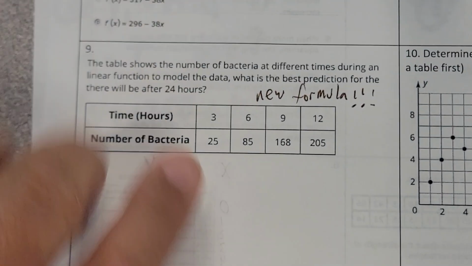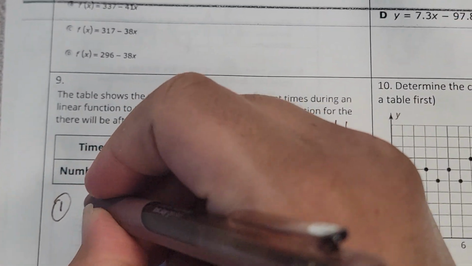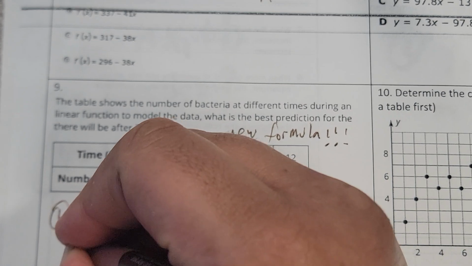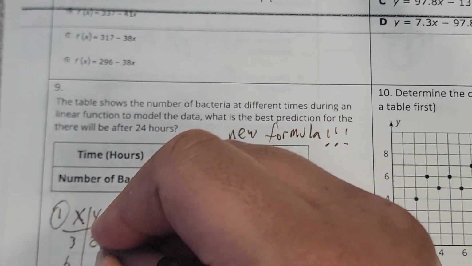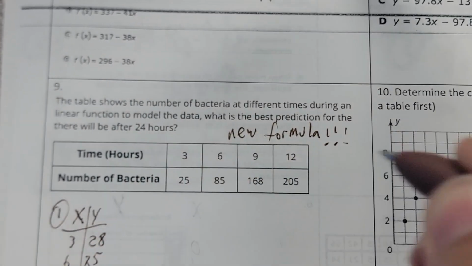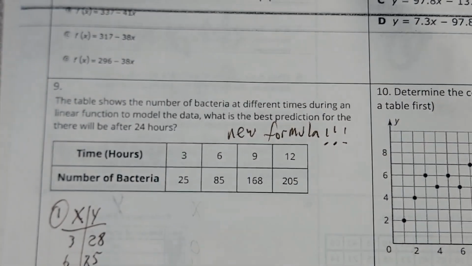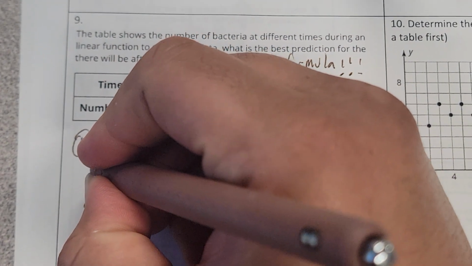All right, so for the new formula, we're just gonna do the setup. So the number 1 spot is the same. The first part of the formula is the same thing. So you're gonna put your 3, your 6, 9, and 12. Then you have your 25, 85, 168, and 205. Okay, so all this is gonna go into your decimals. Okay, so I haven't changed anything yet.